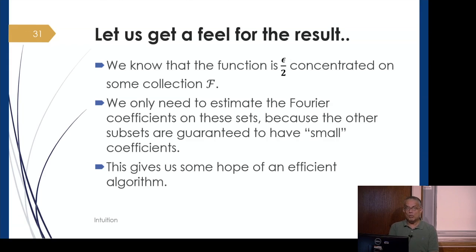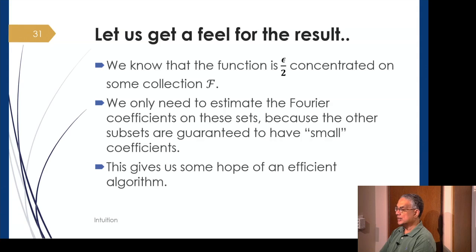So to informally prove this, what do we have? We know that the function is epsilon by 2 concentrated on some collection F. We also know, therefore, that we need to estimate the Fourier coefficients on these sets only, the sets that are representing the concentration. And moreover, to look at the other side of that statement, the other subsets are guaranteed to have small coefficients, which is bound by epsilon, that's the definition, which gives us hope for finding an efficient algorithm.